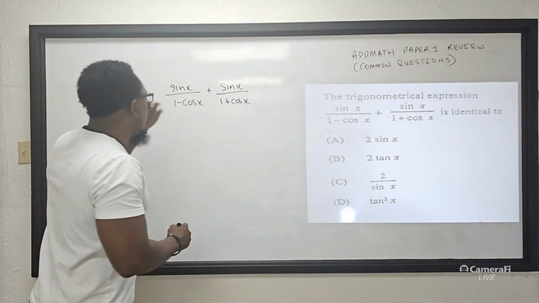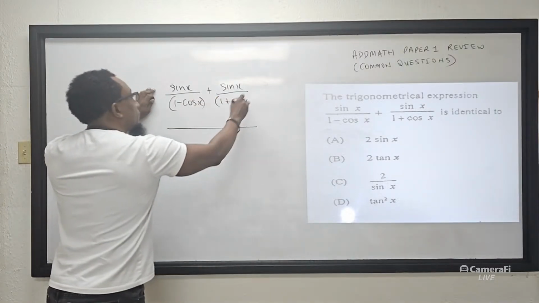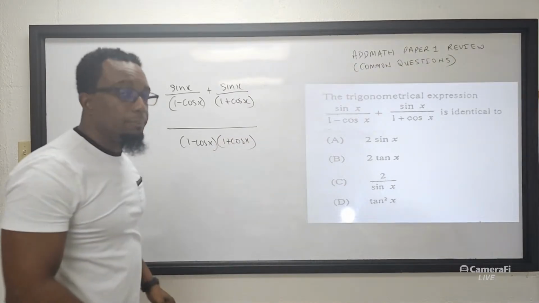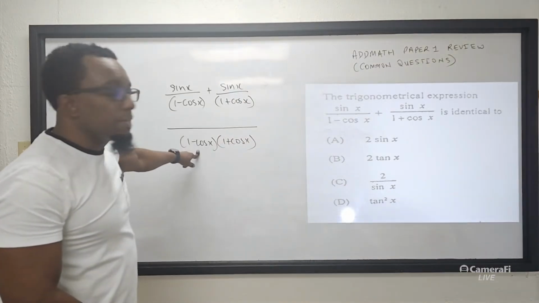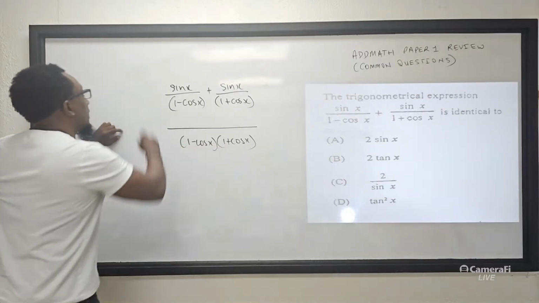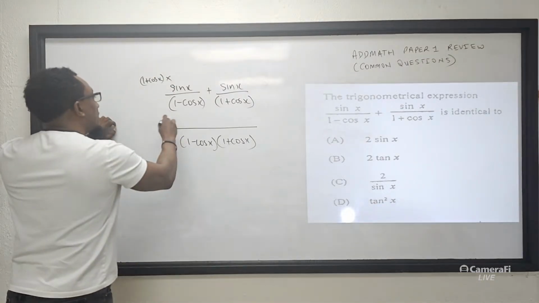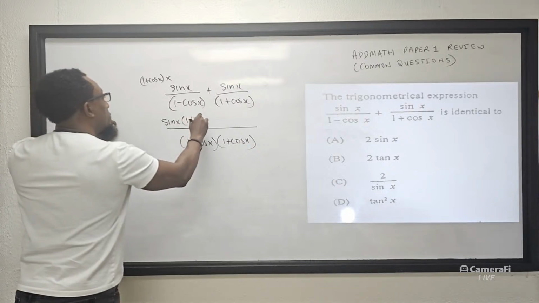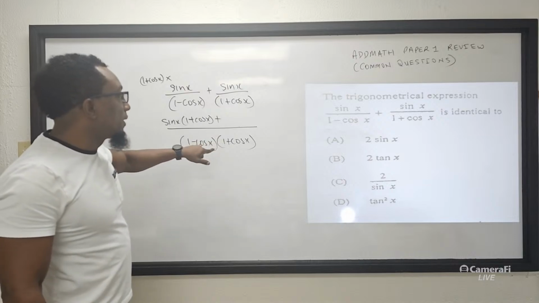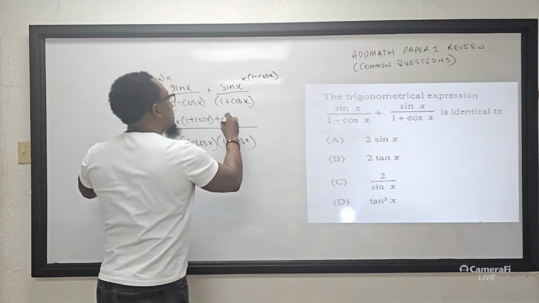To simplify this, we are first going to find the LCM. The LCM is 1 minus cos x times 1 plus cos x. The 1 minus cos x divides into my LCM to give 1, which leaves me with 1 plus cos x, which I'm going to multiply by sin x. So I can write this as sin x into 1 plus cos x, plus, dividing the denominator into my LCM, which gives me 1 minus cos x, I'm multiplying sin x by 1 minus cos x.